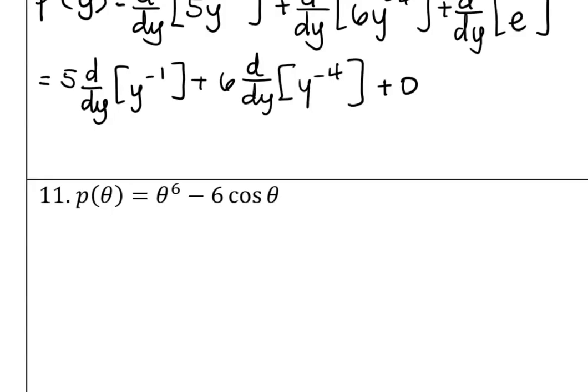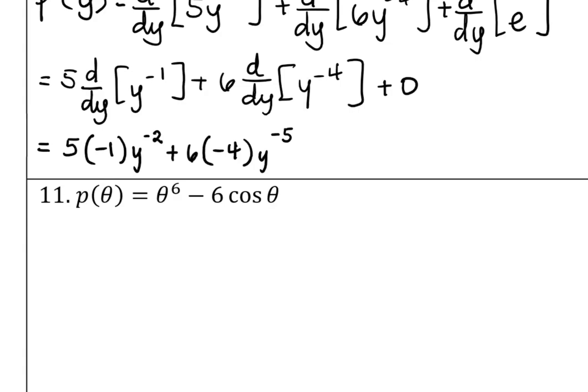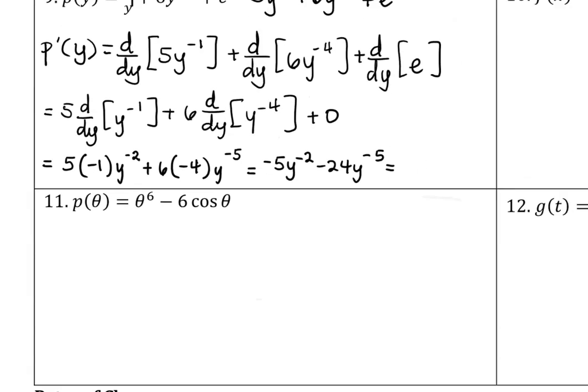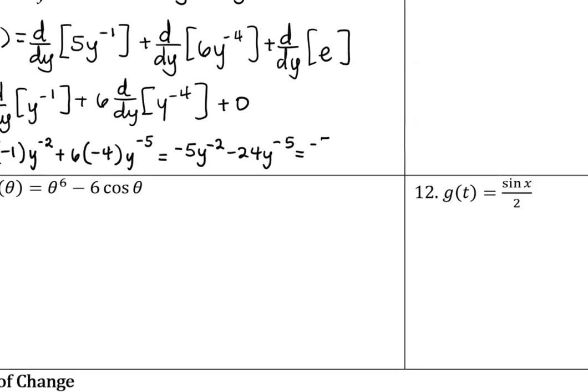Now in the first two terms, I will be applying the power rule to take the derivative of these power expressions. In the first term, the exponent of negative 1 comes down. I decrease the exponent by 1 so that it is now negative 2. In the second term, the exponent of negative 4 comes down. I decrease the exponent by 1 so that it is now negative 5. And now we simplify. The last thing I will do is rewrite this expression so that it has no negative exponents.